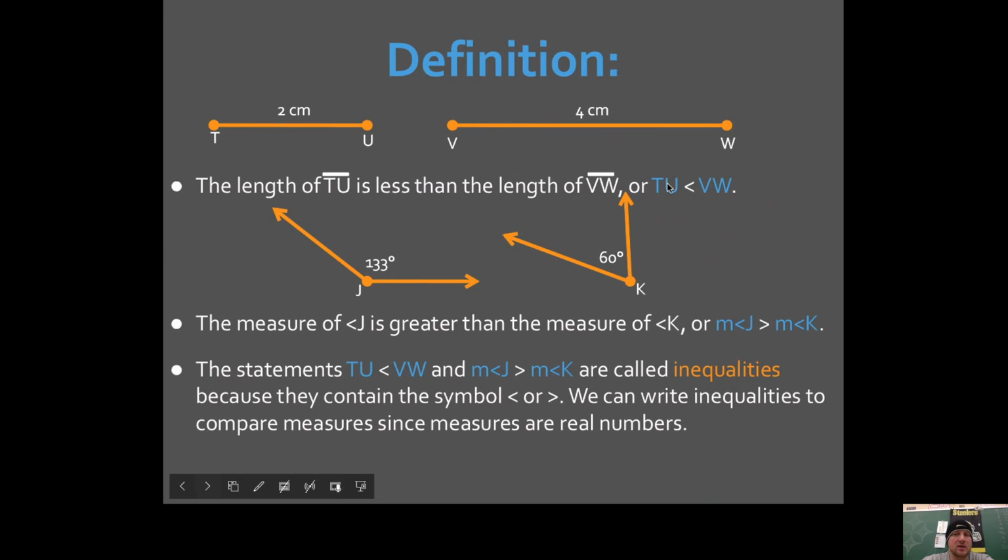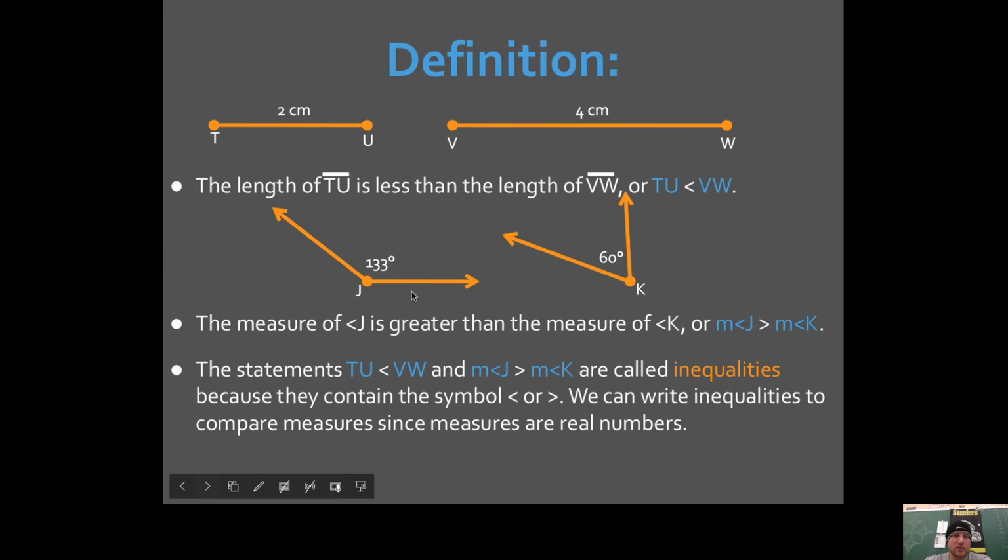These two letters, remember, mean the length of segment TU, and these two letters mean the length of segment VW. You always point at the smaller of the two quantities. So this is read: the distance from T to U is less than the distance from V to W.